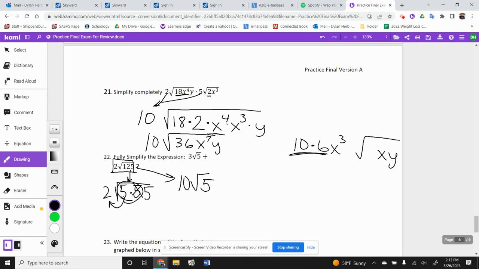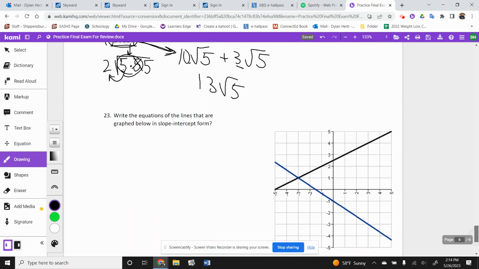Now I have something that I can combine together with my 3 root 5. All right, so remember I still have a 3 root 5. I just rewrote this and simplified it. So I'm still adding 3 root 5s to this. Now I can add them together. I have square root 5s. All right, I have 10 square root 5s here. I have 3 square root 5s here. I'm going to add them together. 10 plus 3 is 13. So I now have 13 square root 5s.